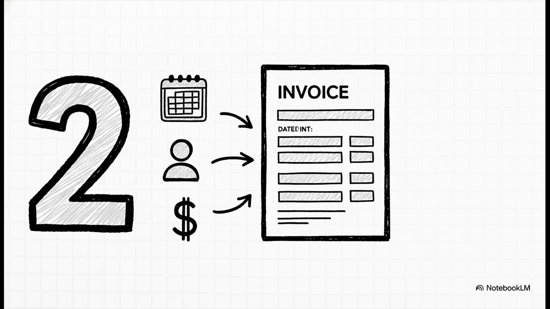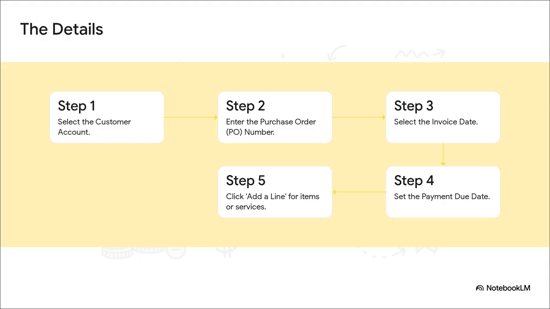And now for phase 2. This is where we actually plug in all the important details. First up, select your customer account from the list. Next, if your client gave you a purchase order or PO number, pop it in here. Trust me, this little step helps them process your payment so much faster on their end. Then you'll set the invoice date, which is usually today, right? And a really clear payment due date so there's no confusion.